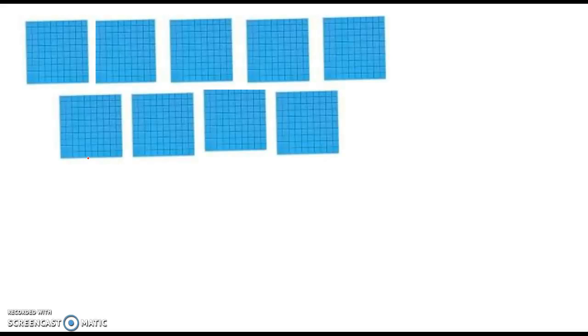We're going to count by hundreds to find a value. So here I have 100, 200, 300, 400, 500, 600, 700, 800, 900. So my total is 900.